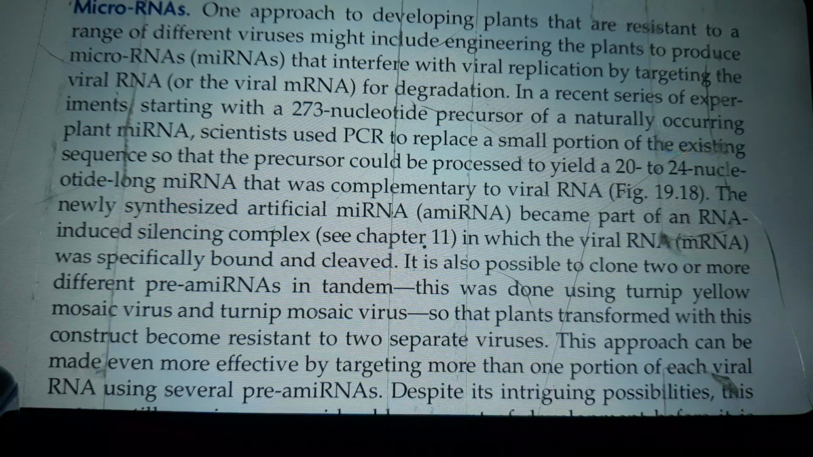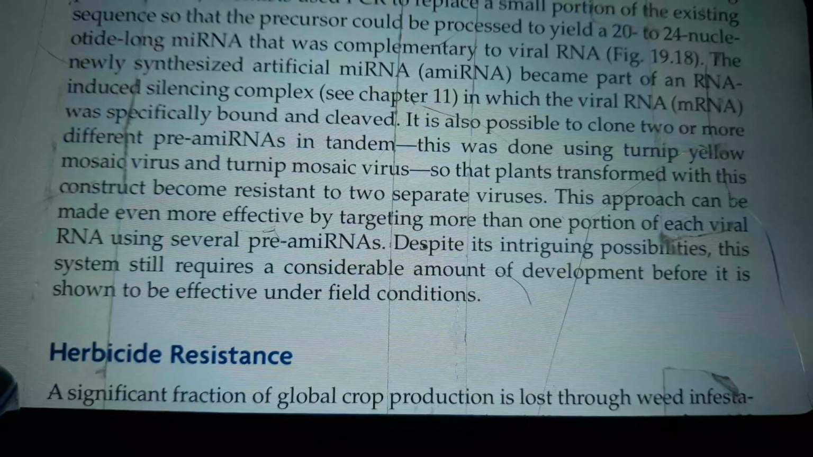In a recent series of experiments, starting with a 273 nucleotide precursor of a naturally occurring plant miRNA, scientists used PCR, that's polymerase chain reaction, to replace a small portion of the existing sequence so that the precursor could be processed to yield a 20 to 24 nucleotide long miRNA that was complementary to viral RNA. The newly synthesized artificial miRNA became part of an RNA-induced silencing complex in which the viral mRNA was specifically bound and cleaved.